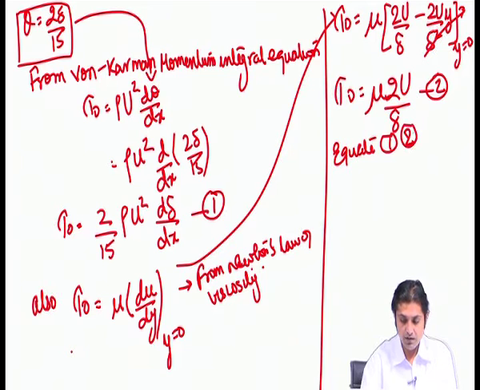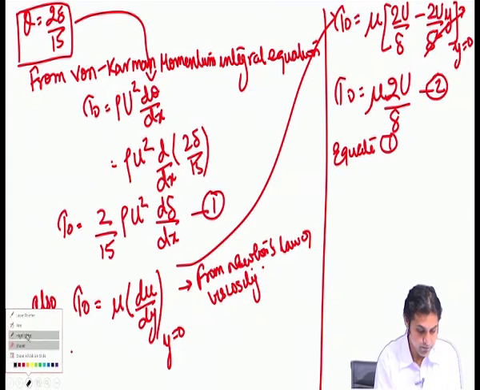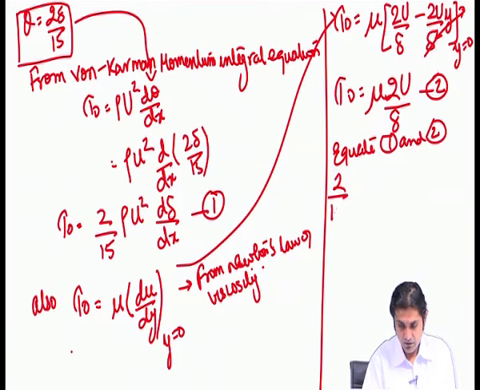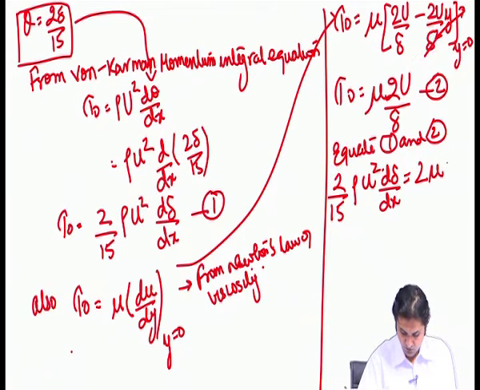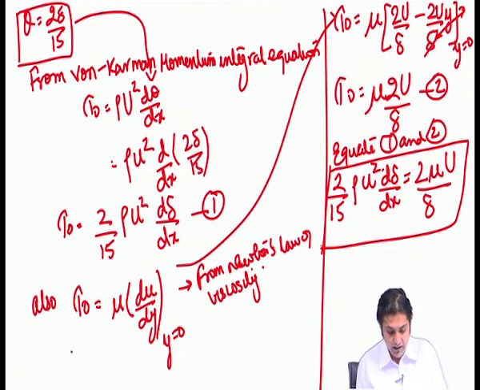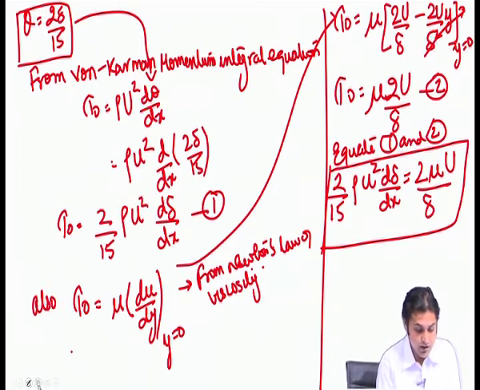Equate 1 and 2: 2 by 15 rho U square d delta by dx is equal to 2 mu U by delta. So this is the equation that we get. And now to find delta, what must we do? We must simply integrate it. So we will do this integration on the next page.